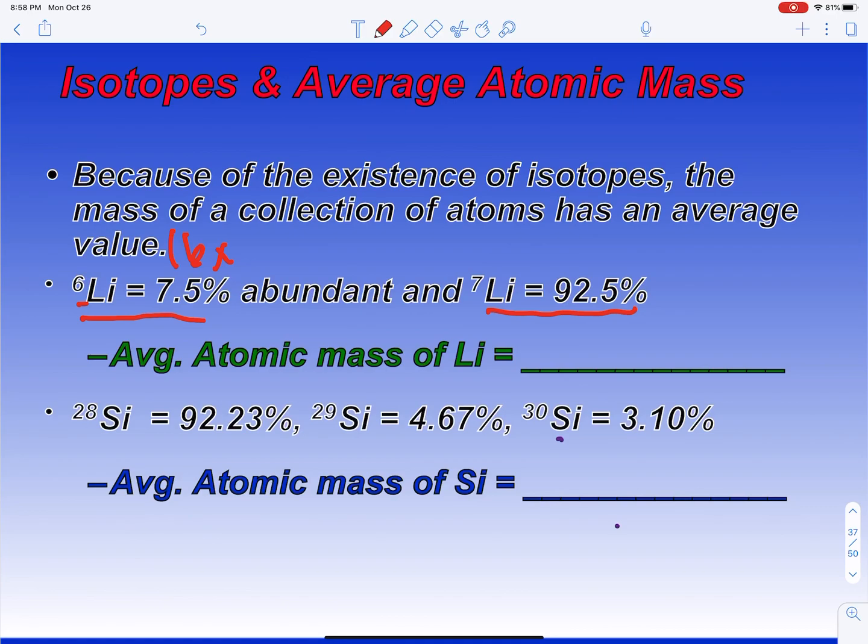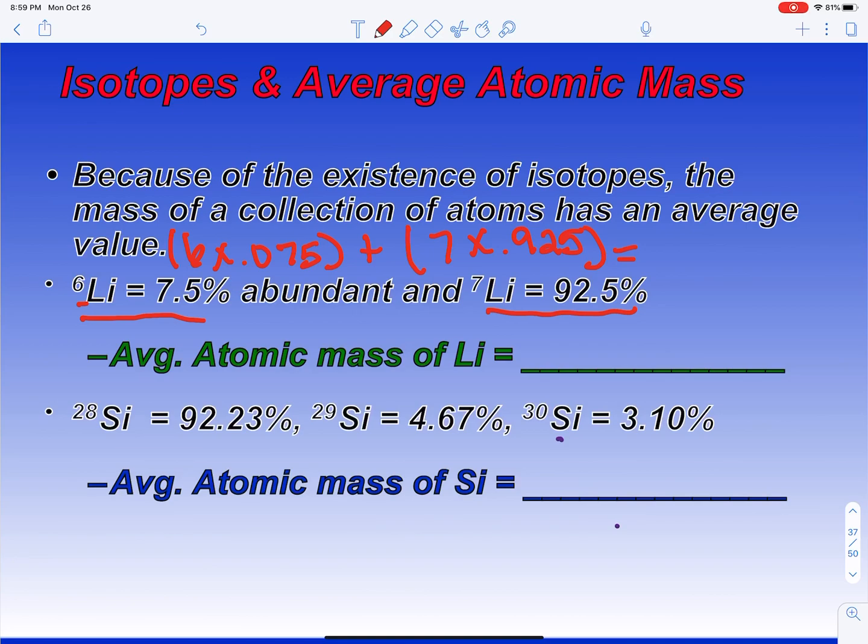So what you're going to do is take 6 times the percent abundance. I have to change my percent to a decimal, so it's going to be 0.075, plus lithium 7, which is 7 times 0.925.